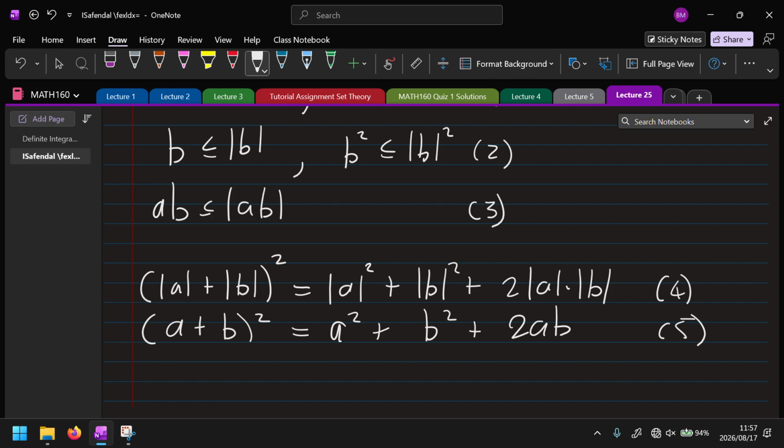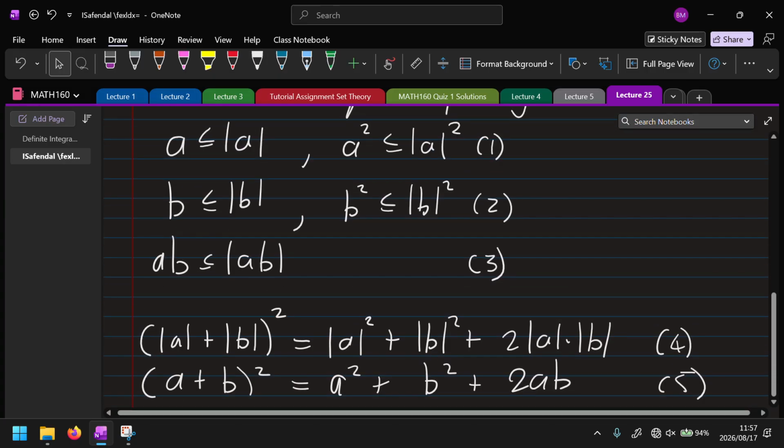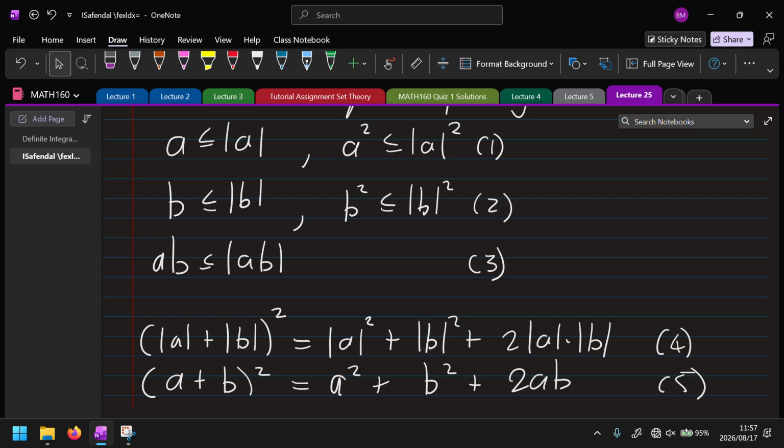Now let's look at equations 4 and 5 with equations 1, 2, and 3 in mind. The first term from equation 4 is the absolute value of a squared, and the first term from equation 5 is a squared. What can you tell me about the relationship between those two?